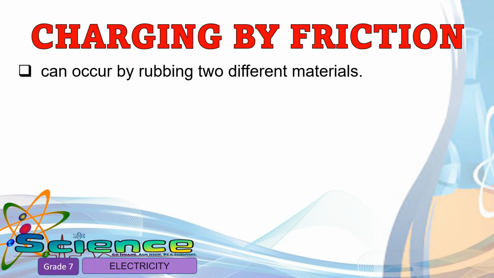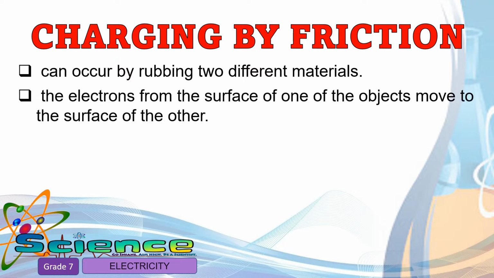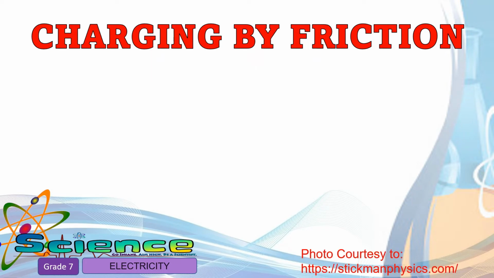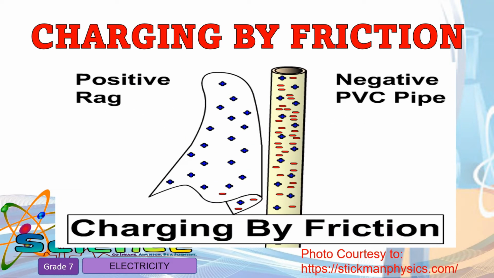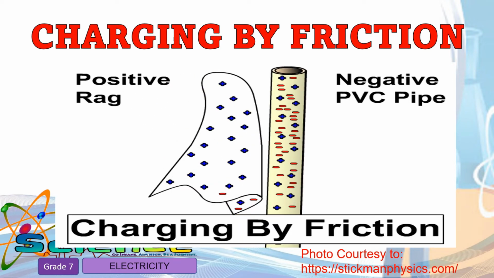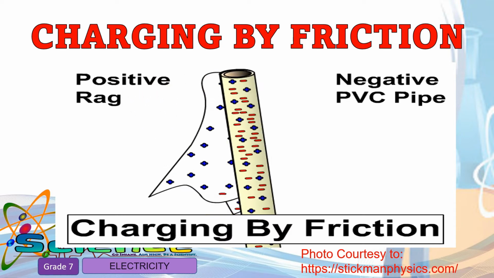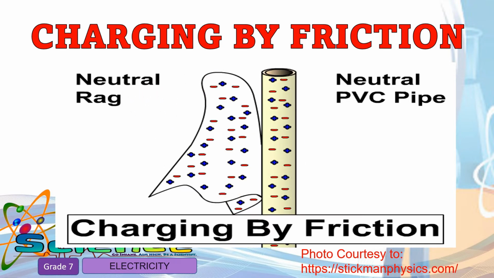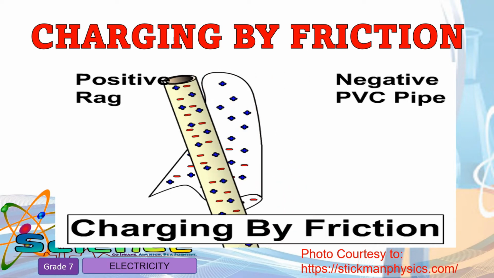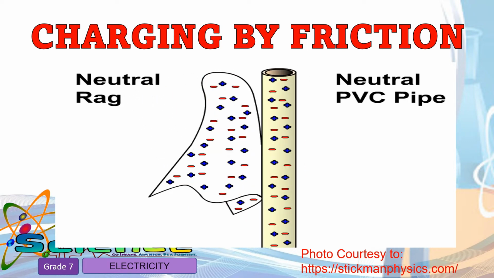When objects are rubbed against each other, the electrons from the surface of one object move to the surface of the other. This gives a positive charge to one substance and a negative charge to the other. Observe the image. We have a neutrally charged PVC pipe and a neutrally charged rag. When the PVC pipe is rubbed to the rag, what happens to the charge of the PVC pipe and the rag?